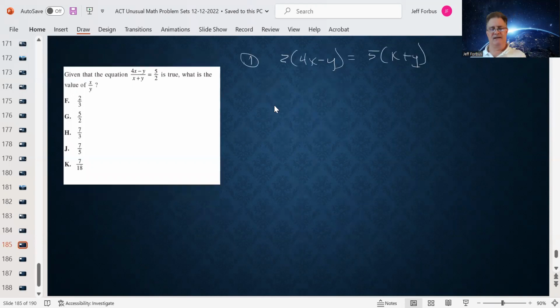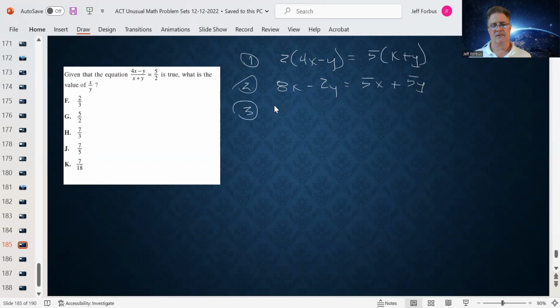We're trying to get this into the format of x over y. So let's get rid of these parentheses. 2 times 4 is 8x. 2 times negative y is negative 2y. 5 times x is 5x. 5 times y is plus 5y. That's our second step.